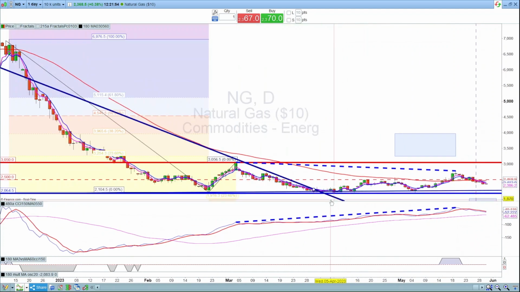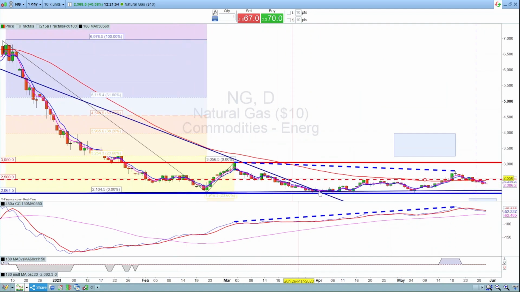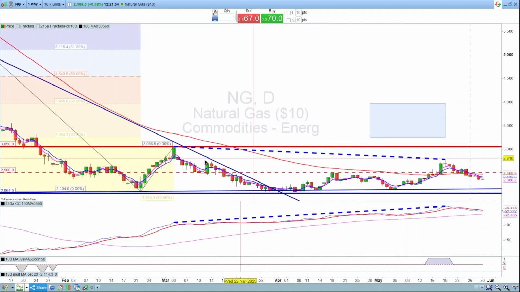What I've got first off is, if I zoom in, I've got the support here at 2064. And that's a key support area. It's bounced off that a number of times already. And a key resistance at 305. It's bounced off that once and it's now sitting in this minor resistance area at 250.